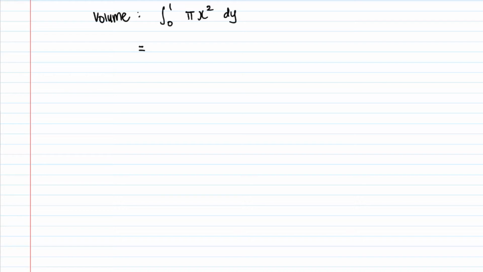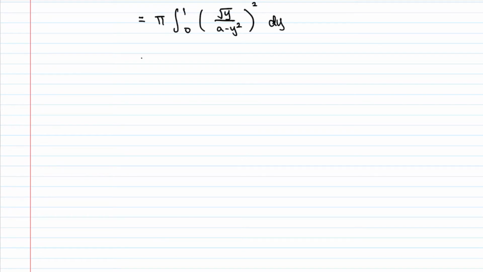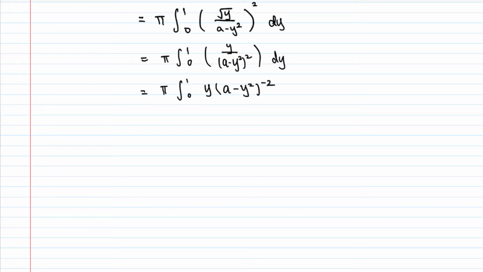So you will get, I'll take out pi, integrate from 1 to 0 x squared, which is going to be root y over a minus y squared, whole thing squared, dy. Alright, always remember your square when you're finding volume. So from here you can just simply expand it. You get pi, 1 to 0, y over a minus y squared to the power of 2 dy. From here, all I'm going to do now is bring the denominator to the top, so it becomes y times a minus y squared to the power minus 2 dy.